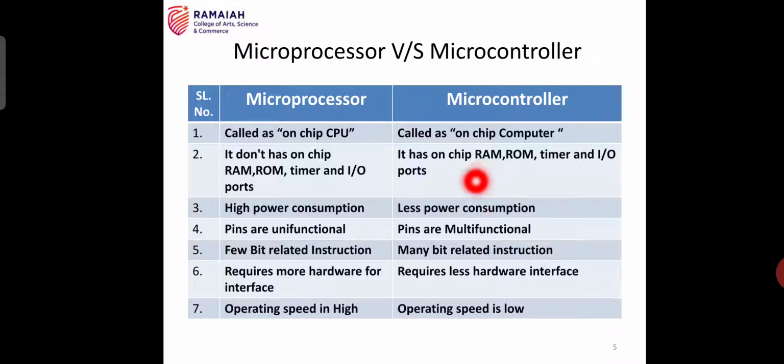But here, including the microprocessor, various peripheral devices are connected. And the microprocessor has high power consumption, because in order to connect any external peripheral devices you need an external power supply, therefore it consumes high power. But here there is no need of any external peripheral devices. Small scale peripheral devices are already inbuilt inside the integrated chip, therefore it consumes less power.